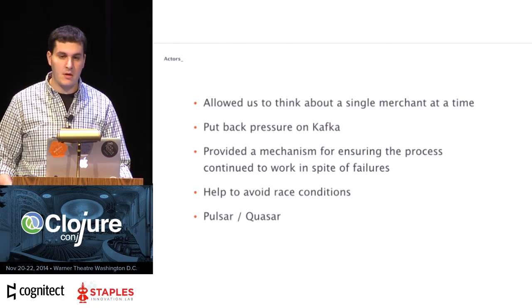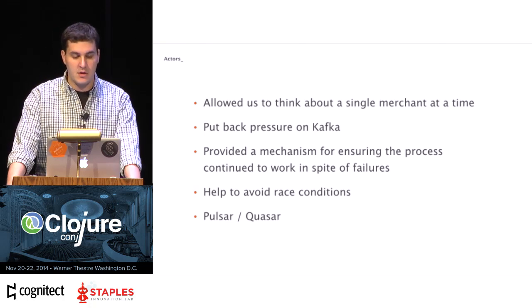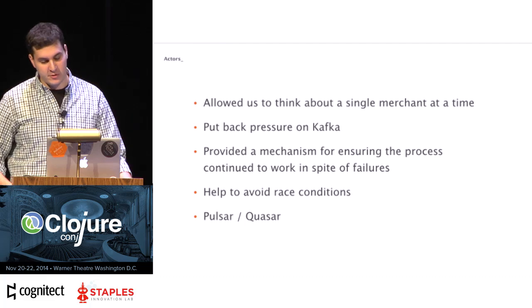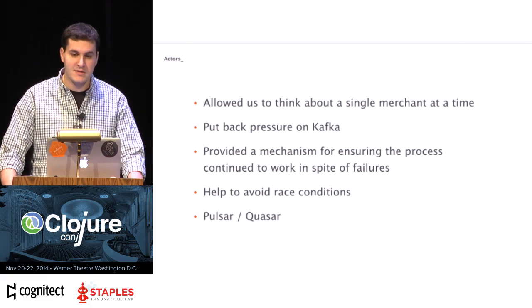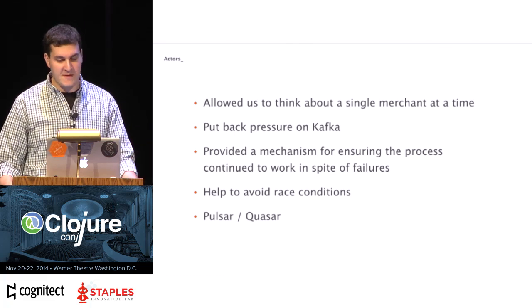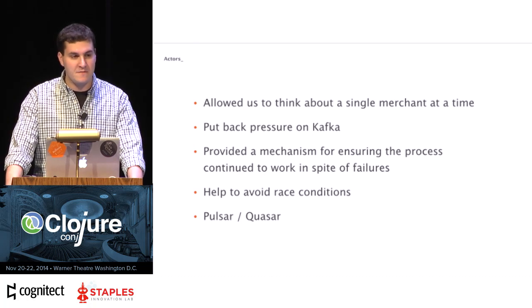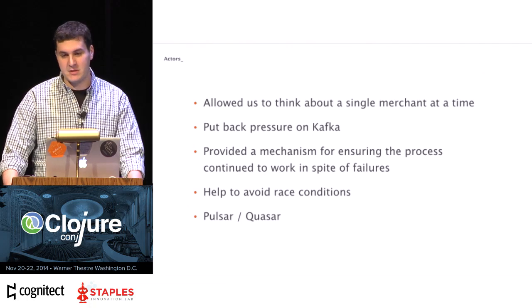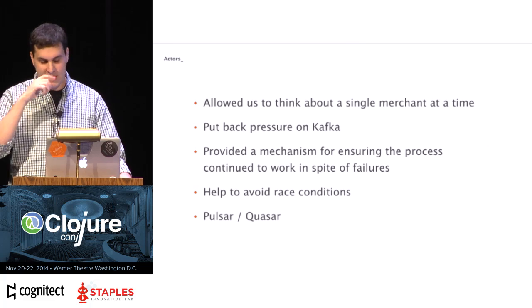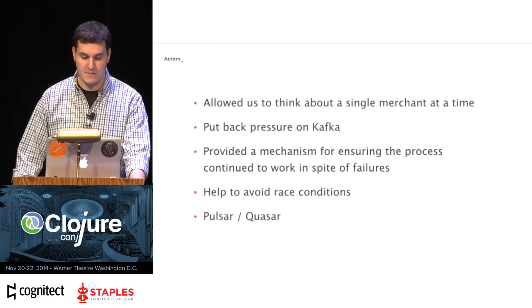And the other thing is that it allowed us to put back pressure on Kafka. It turns out that you can't write 300,000 messages a second to Elasticsearch, but you can read off that fast from Kafka. And when you read 1 million, 2 million messages into memory and you're trying to write to Elasticsearch, your GC times go through the roof.